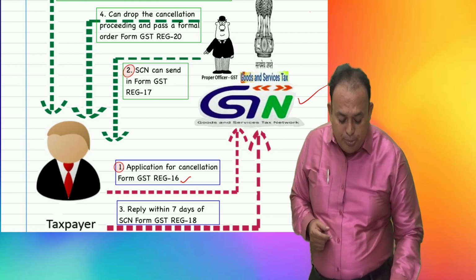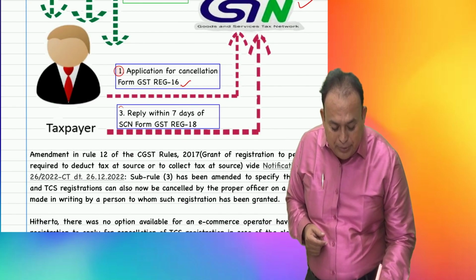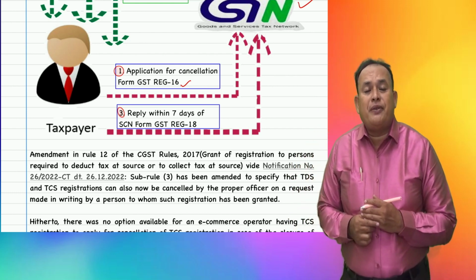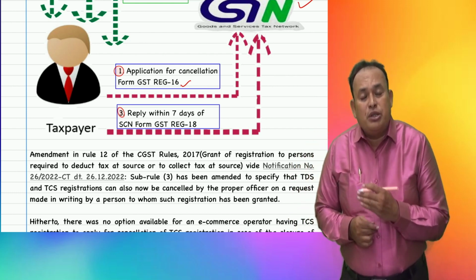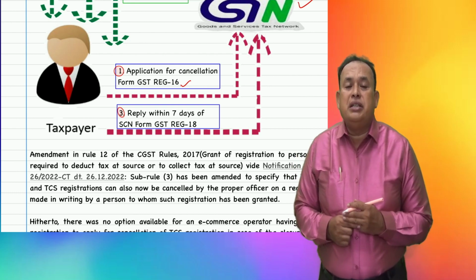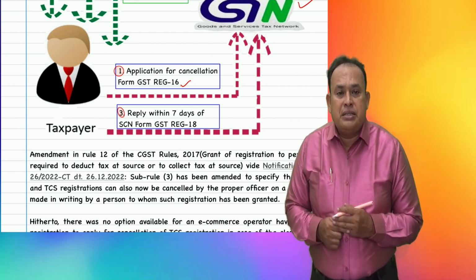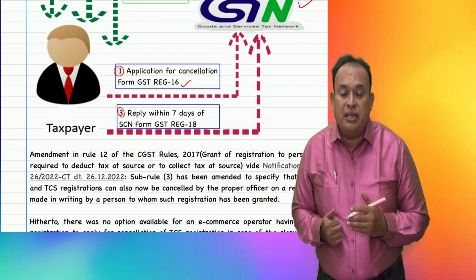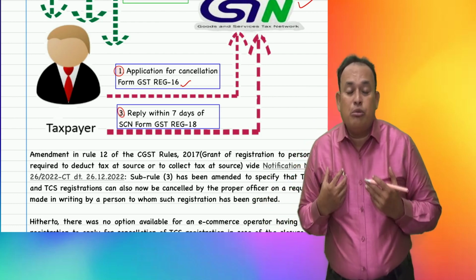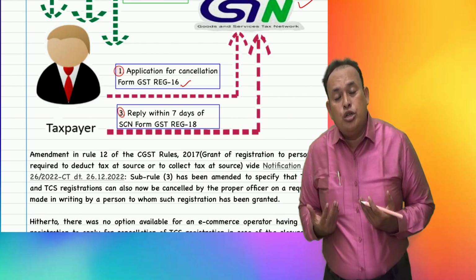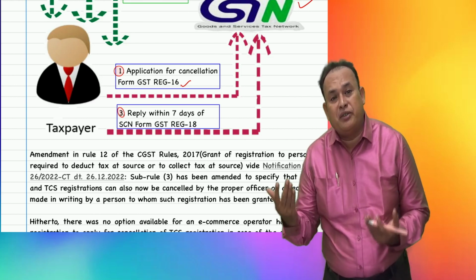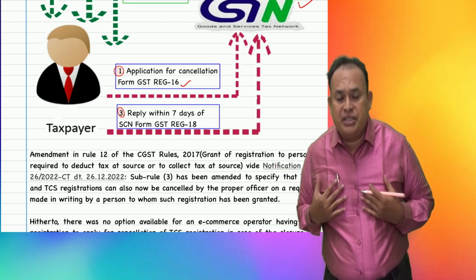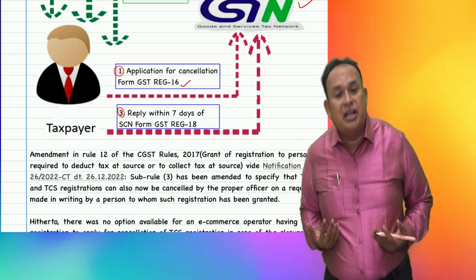Then the taxpayer should reply. Step 3: within 7 days of receipt of the show cause notice, the taxpayer should reply in Form GST REG-18. Yes sir, I want cancellation for so-and-so reason. Or if the department is asking for cancellation: Sir, don't cancel my registration, sir. I am going to submit the return, sir. I am going to give the clarification on the differences between GSTR-1, GSTR-3B and GSTR-2B. I have a reconciliation, I will provide it to you, sir, to your satisfaction. Like that, you have to reply.